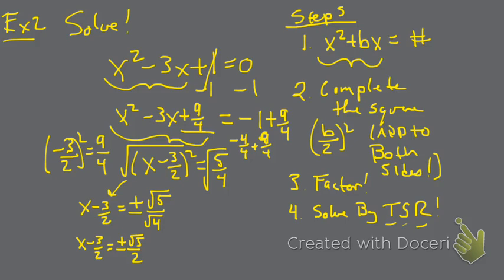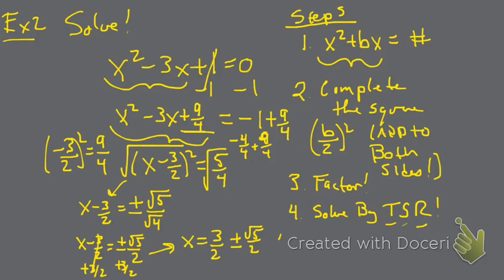I have one more step. I don't want what x minus 3 over 2 is, I just want what x is. So I'm going to add 3 over 2 to both sides, giving me just x equals, because those cancel. And now I have to write this as 3 over 2 plus or minus the square root of 5 over 2. Now guys, there are two options here.